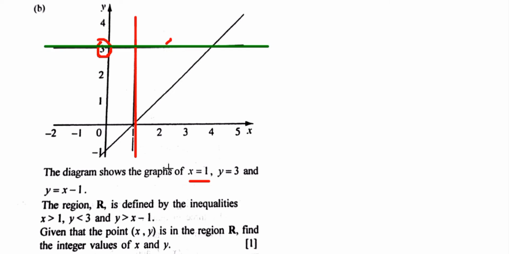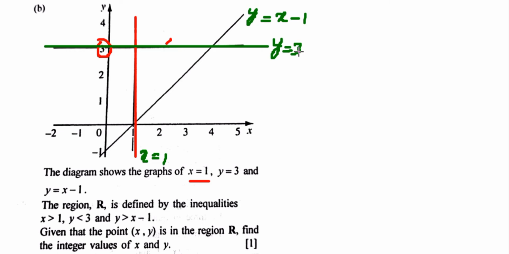And the last one clearly represents y is equal to x minus 1. This line represents y is equal to x minus 1 here. So we label this line. This is your x is equal to 1. This is your y is equal to 3. And clearly this is the last line that shows y is equal to x minus 1 here.